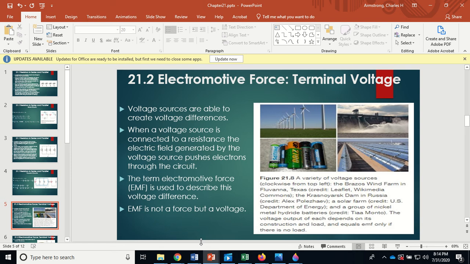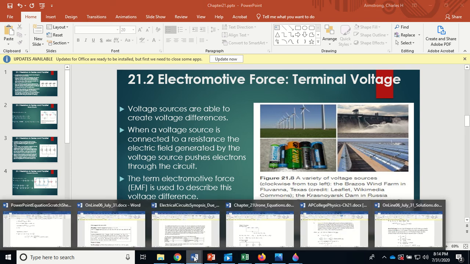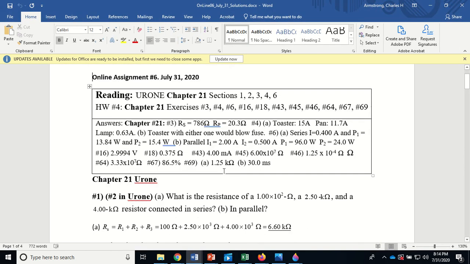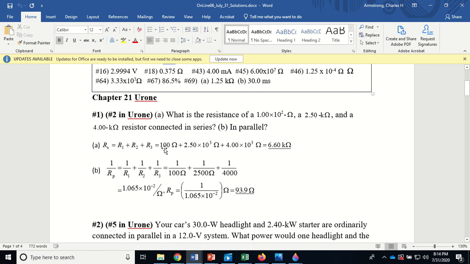Okay, so I think we can do some of these problems we have here. This is what you have, except you don't have this right here, but I've got it here for you. What is the resistance of a 100 ohm, a 2.5 k ohm, and a 4 k ohm resistor connected in series and in parallel? Well, in series, we just add them together. 100 plus 2.5 k plus 4 k equals 6.60 kiloohms.